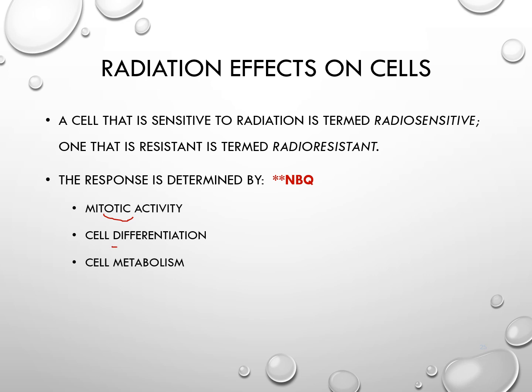Cell differentiation refers to cells that are mature and do not need to continue to create whatever type of cell they are going to be. Stem cells, for instance, are not highly differentiated yet, and so they are more sensitive to radiation. Whereas cells that are more mature and have already specialized are less sensitive. So cells that are immature or are not highly specialized are more sensitive to radiation. Then we have cell metabolism. And this one is cells that have a higher metabolism are more sensitive to radiation.